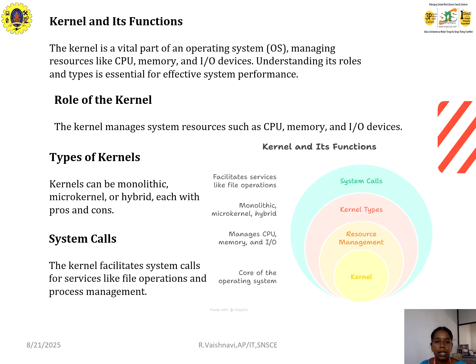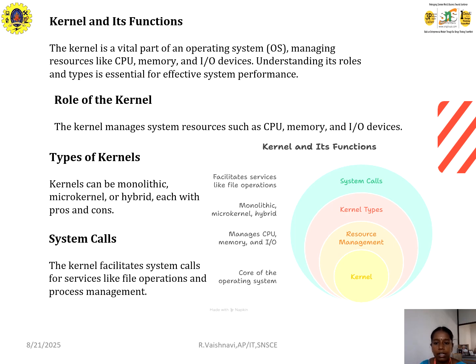And then kernel and its function. The kernel is a vital part of an operating system. It manages the resources like CPU, memory, and input-output devices. Understanding its roles and its types is essential for effective system performance. And then role of kernel. Here, the kernel manages the system resources such as CPU, memory, and then input-output devices.